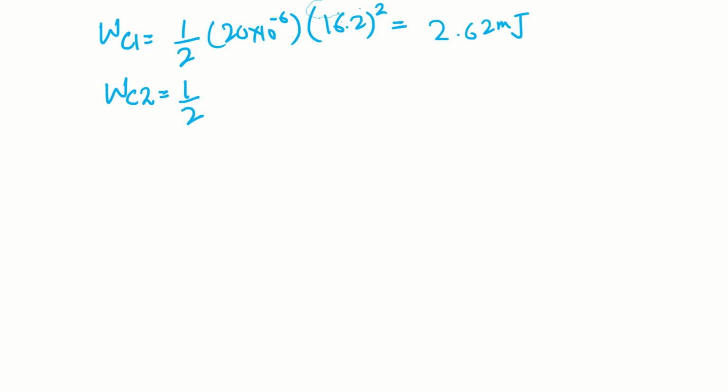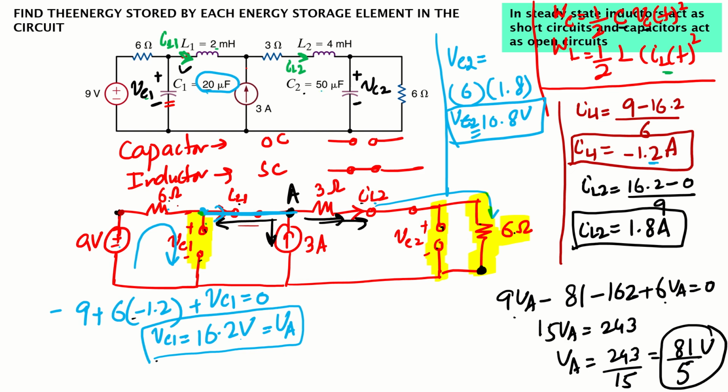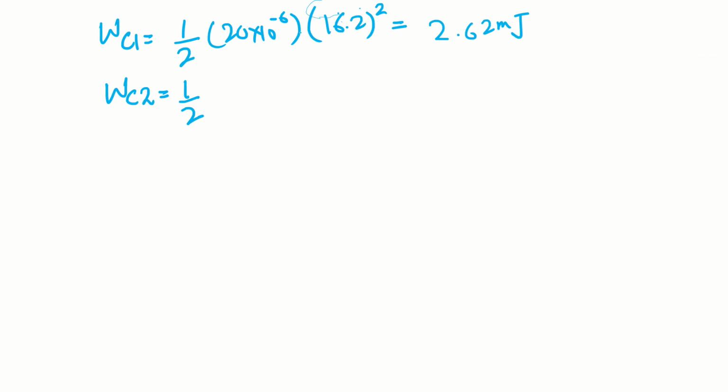What is the energy for capacitor 2? Half the value of the capacitor. What is the value of the capacitor here? 50 microfarad. What is the voltage? 10.8. So 50 microfarad, voltage 10.8 squared. If we simplify this one, that will give us an answer of 2.92 joule.